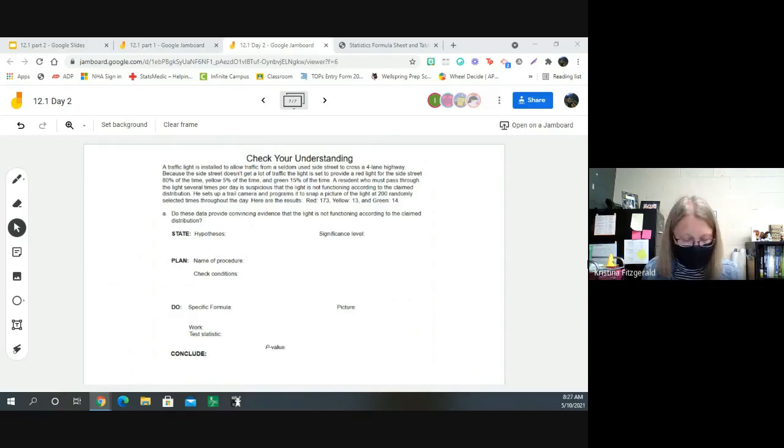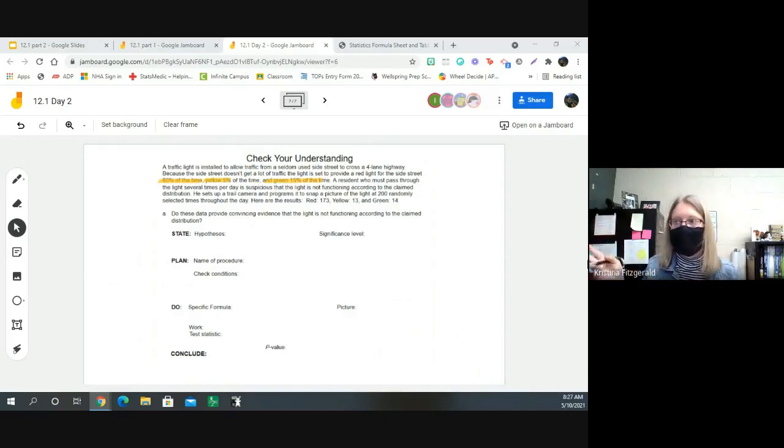So here's what we got: a traffic light. This is the check for understanding under 12.1 part 2. A traffic light is installed to allow traffic from a seldom used side street to cross a 4-lane highway. Because the side street doesn't get a lot of traffic, the light is set to provide a red light for the side street 80% of the time, yellow 5% of the time, and green 15% of the time. A resident who must pass through the light several times per day is suspicious that the light is not functioning according to the claimed distribution.